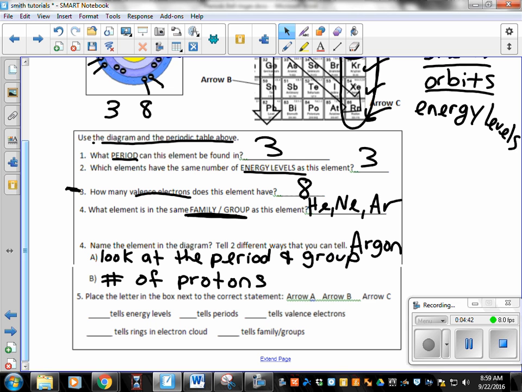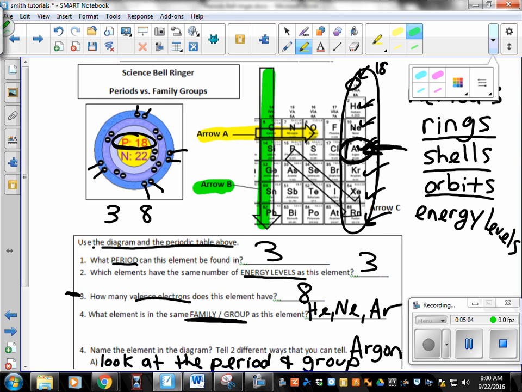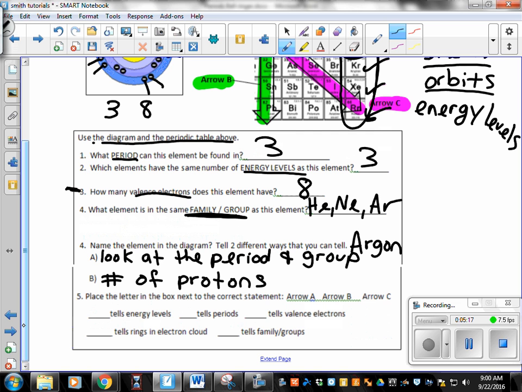Place a letter in the box next to the correct statement. So I'm looking for arrow A, arrow B, and arrow C. Let's look at these. So arrow A here is going across. Arrow B here is going down. And then let me get some more colors. Arrow C is over here going diagonal. Now, diagonal on the periodic table means nothing. I'll go ahead and tell you that right now. So I'm going to cross out C. C is never going to be a choice.